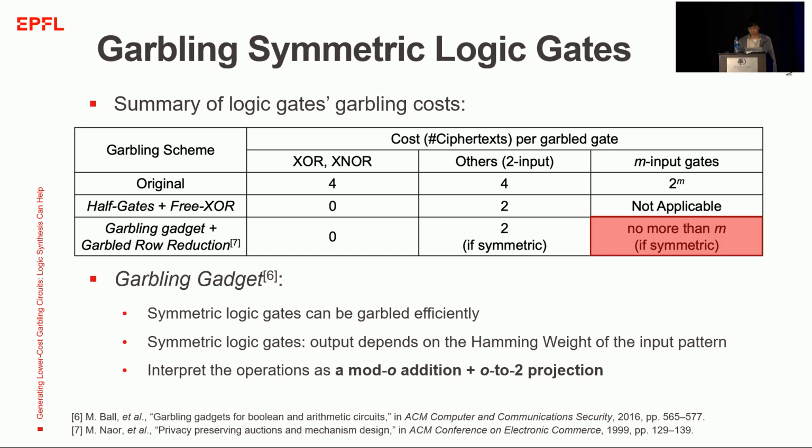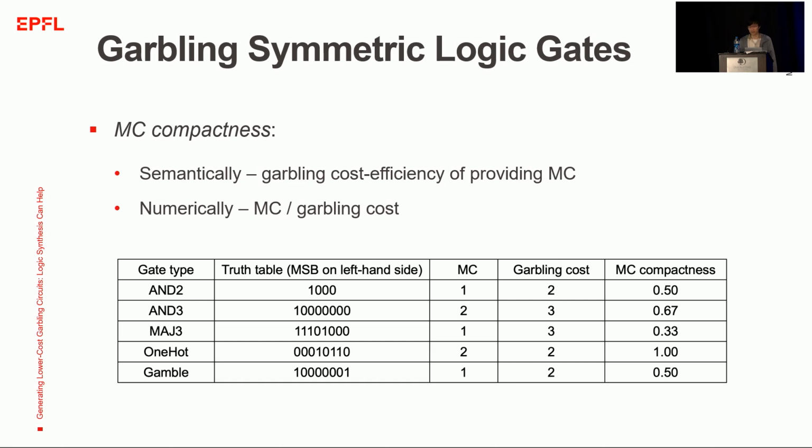Thus, we start wondering, when building a Boolean circuit to generate GC, is there another logic primitive that can express MC more cost efficiently than two-input AND? To quantify the garbling cost efficiency of a logic gate, we propose a definition called MC compactness. Numerically, it is the MC of a logic gate divided by its garbling cost. Thus, a more MC compact gate can possibly provide MC more garbling cost efficiently.